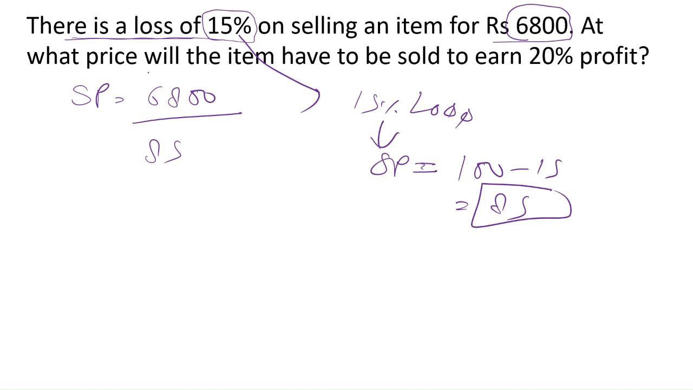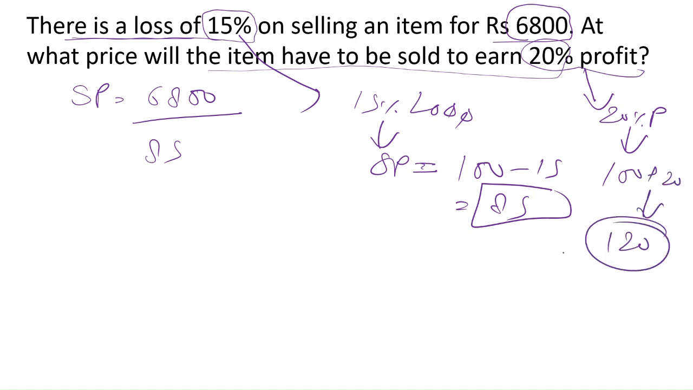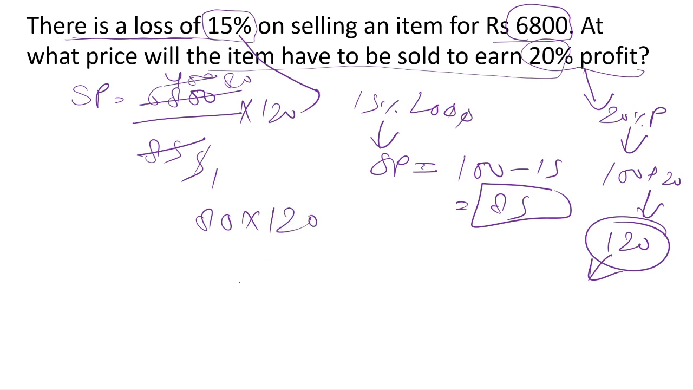Now the question is saying at what price will the item have to be sold to earn 20% profit? 20% profit. Then what will be SP? 100 plus 20, 120. 120 will be SP. 6800 divided by 85 is 80. Multiply by 120, 9,600. This is the answer.